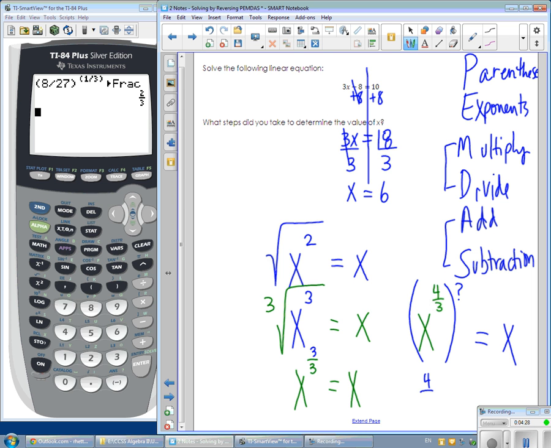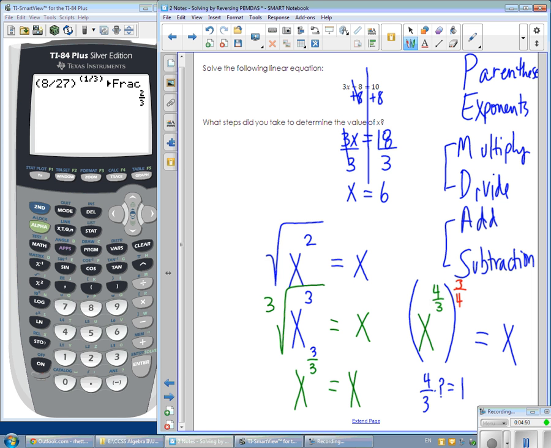Let me do this down here, 4/3. What would I need to multiply it by to get 1? Well, I'd need to multiply by its reciprocal. And so if I'm dealing with a rational exponent, the way I would undo it is by raising both sides to the reciprocal of my exponent. And those are inverses of each other.